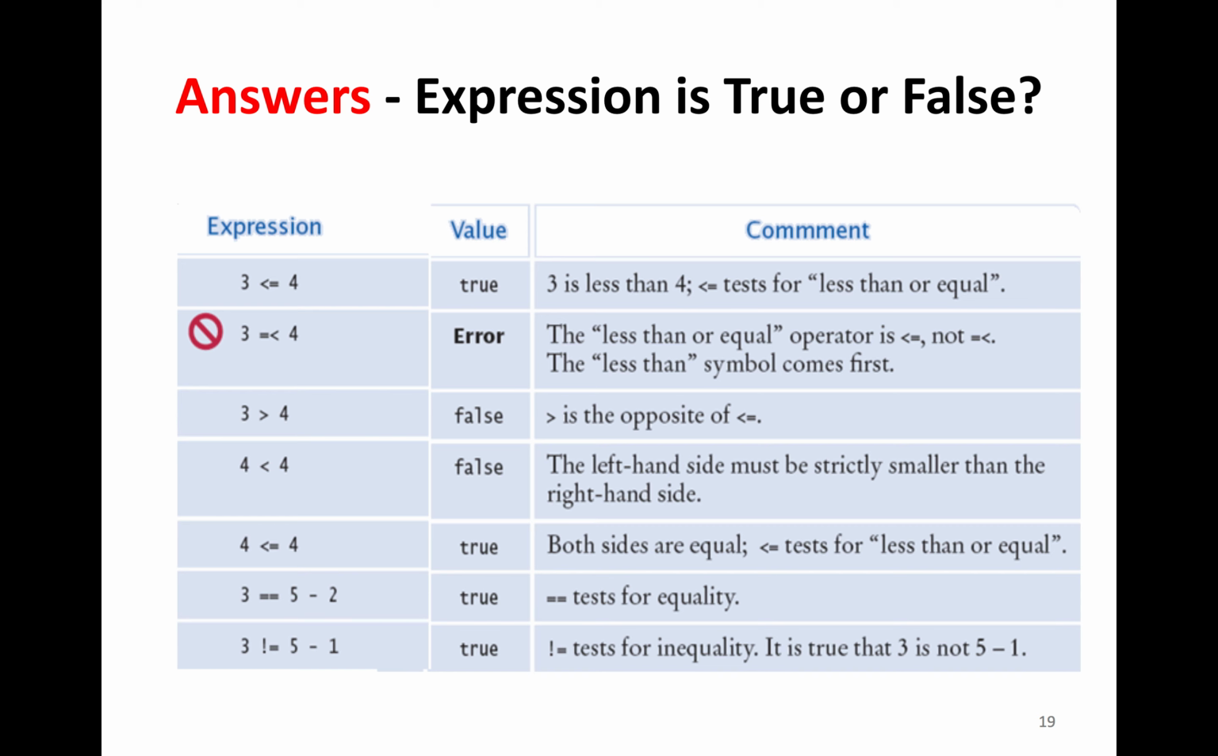3 double equals 5 minus 2, which is true. The double equal tests for equality. The last one, 3 not equal to 5 minus 1, which is true. So not equal tests for inequality. It is true that 3 is not 5 minus 1.